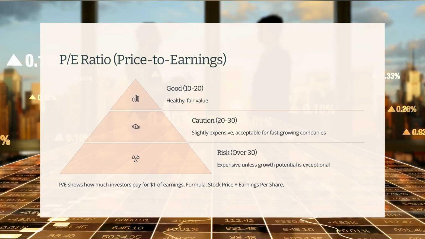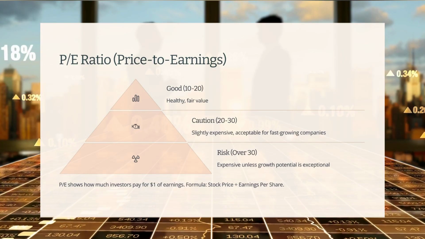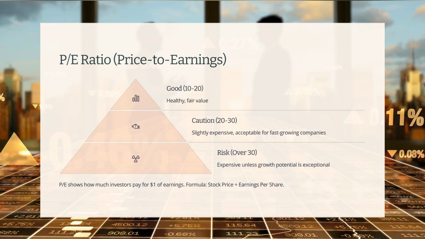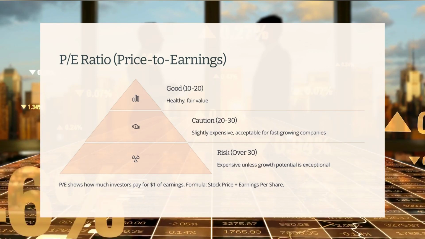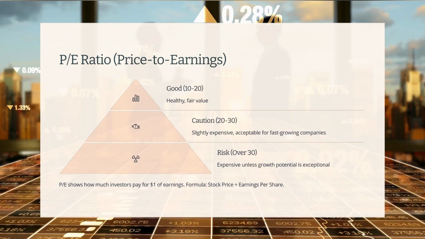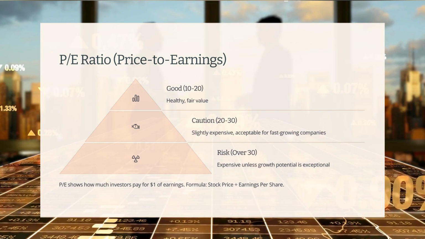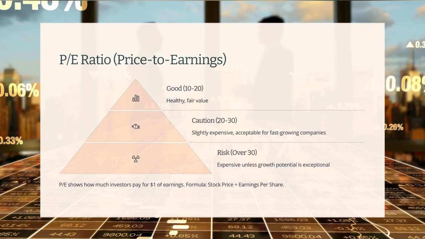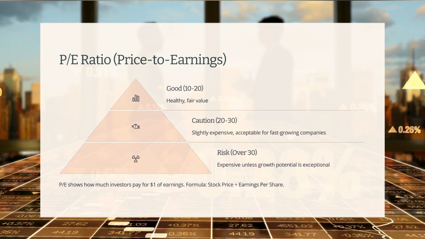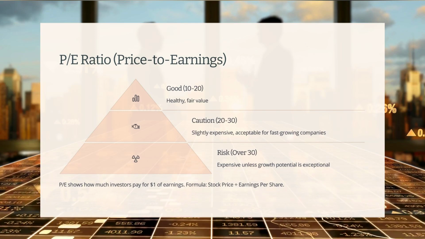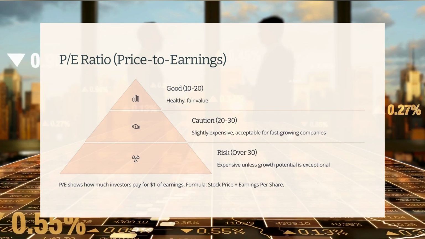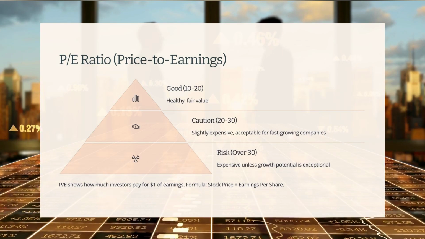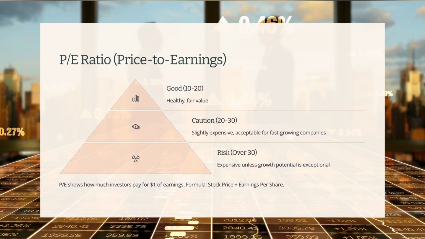Let's start with the PE ratio. It shows how much investors are willing to pay for each dollar of earnings. You calculate it by dividing the stock price by earnings per share. For example, if a stock is $150 and its EPS is $5, then PE is equal to 150 divided by 5, which is 30. A PE ratio between 10 and 20 is usually considered healthy. If it's between 20 and 30, the company might be slightly expensive, but still worth it if it's growing fast. Over 30? That's risky. Unless the company has very strong growth potential, it might be overpriced.